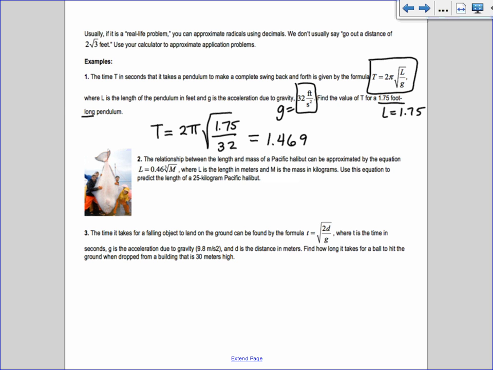Okay, that is t. Go back through your problem and look for t. It says the time t in seconds. That is your unit. So it's 1.469 seconds.